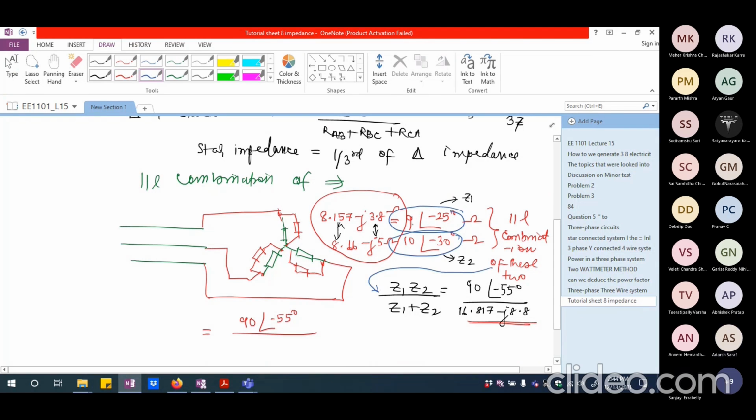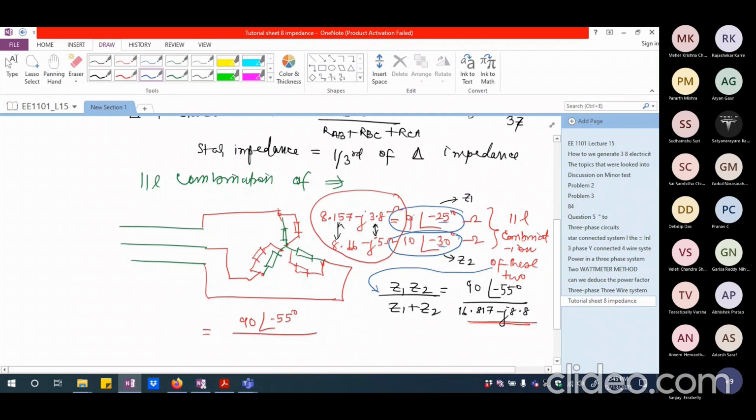So I have to first of all multiply these two. Always multiplication is easier done in polar form. Addition and subtraction are easier done in rectangular form. That's why I wanted rectangular as well as polar form. So I'm multiplying these two. This will be 9 multiplied by 10, that is 90. 25 plus 30, so that will be essentially minus 55. Both of them are negative, so they will be additive, so minus 55.